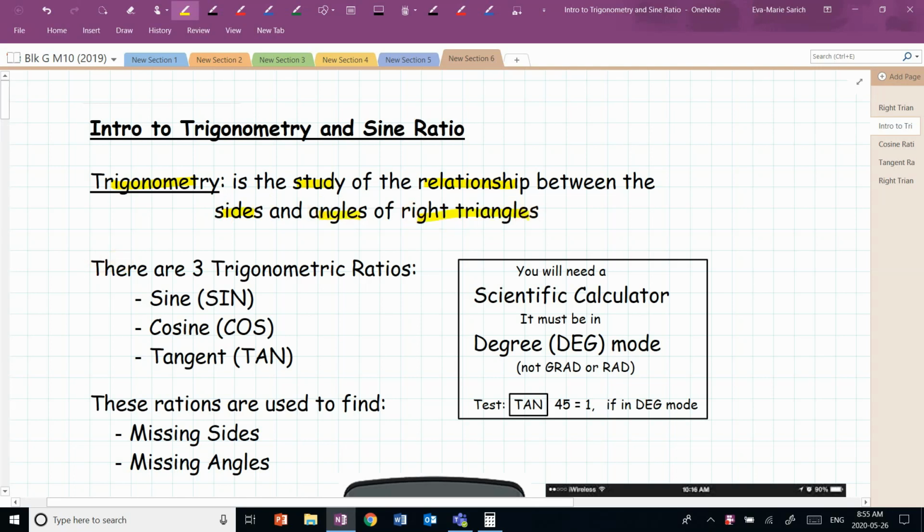So there are three trigonometric ratios that we're going to learn about. We're going to start with sine, okay? And sine is abbreviated SIN. It's not sin, it is sine. And then the following week we'll move on to cosine, abbreviated COS, and then lastly on to tangent, which is abbreviated TAN.